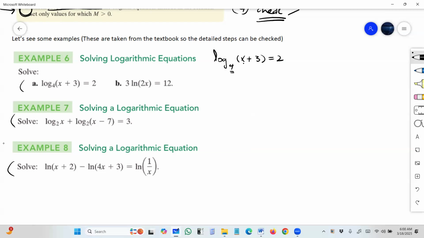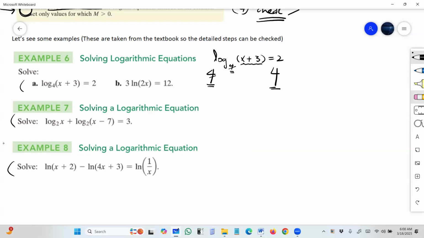Don't write this down; I'm going to show you a shortcut in a minute. Using this base, we exponentiate both sides. So 4 becomes the base. And by the properties of logs, this 4 will cancel with this 4 right here, and I'm going to be left with x plus 3.